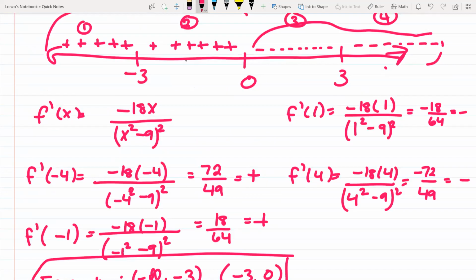So the next one would be concavity and where you have an inflection point. So that should be the next video.